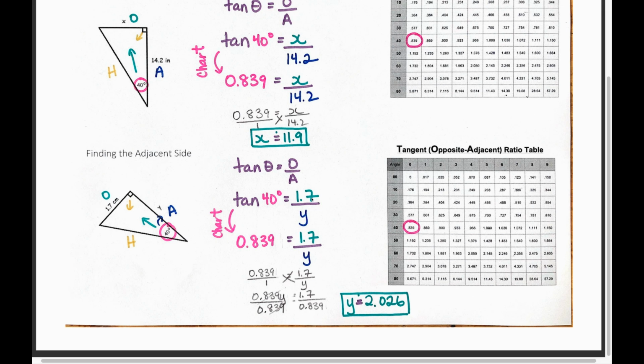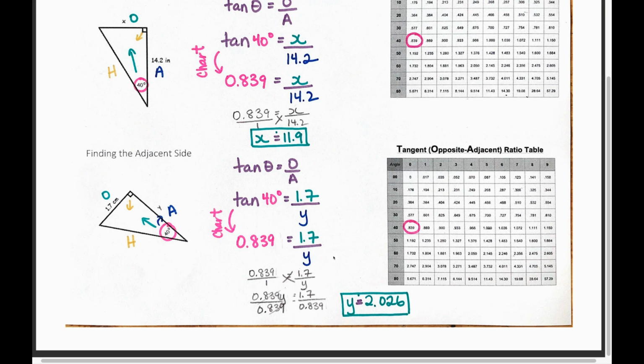So I put in 1.7 divided by my adjacent. That is the side I'm trying to find. My unknown is y, so I'll just call the adjacent y. Tan 40 equals 1.7 over y. I want to solve for y. So I'm going to start off turning this into a number. The tan of 40, as we saw in the first example, if I go to my chart, tan of 40 degrees is equal to 0.839. So 0.839 is replacing my tan of 40. That's still equal to 1.7 over y.